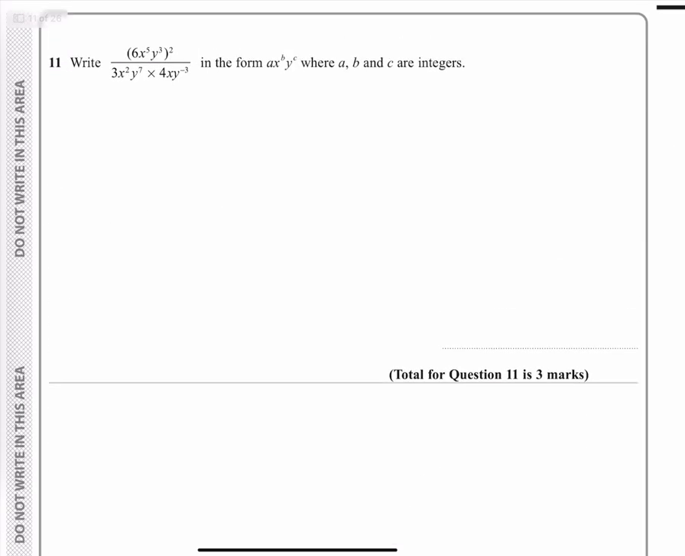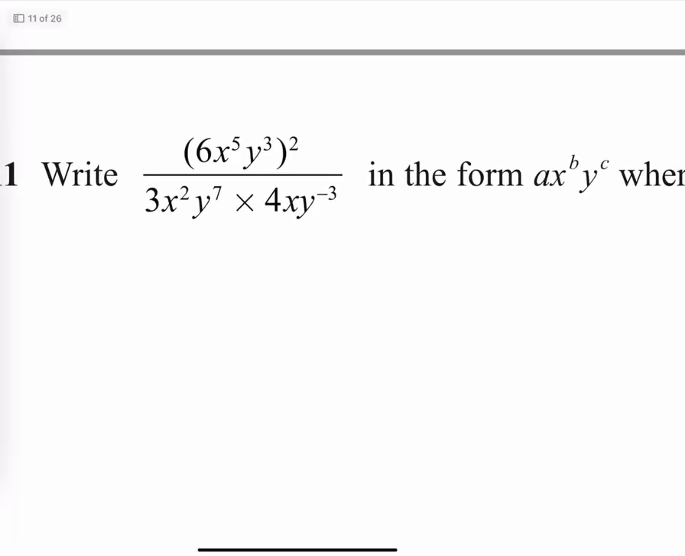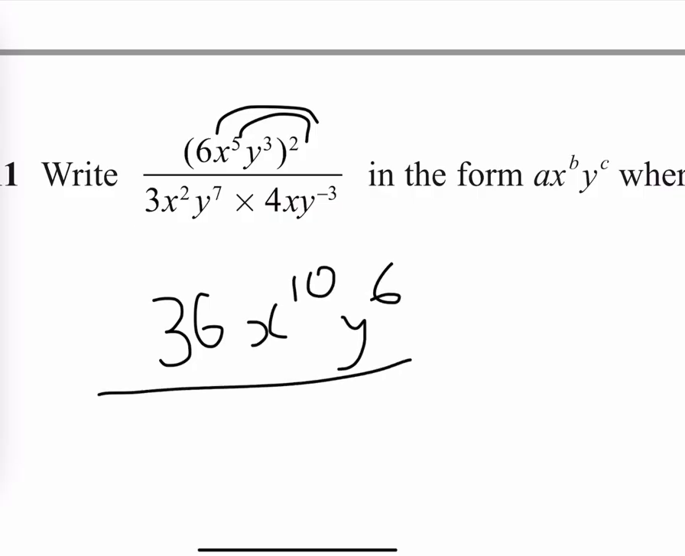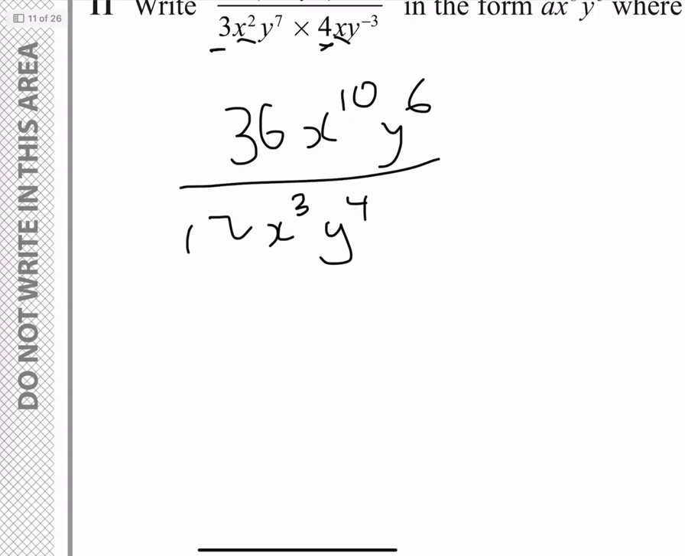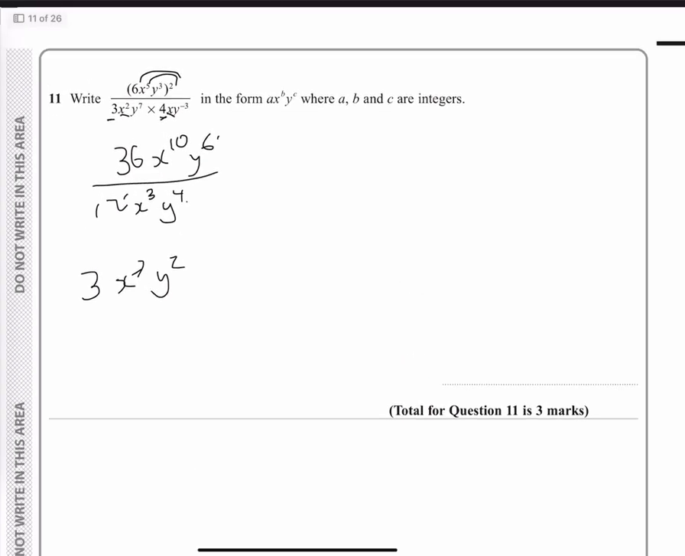Move on. Write this in the form. Okay, so that would be 36. Remember, this is outside, so we use it on each term. X to the 10, y to the 6, and then we just add stuff here. Obviously, not that, so we get 12 x cubed, y to the 4. And then we just divide each individual term. So we get 3, x to the 10 minus x to the 3, so that's x to the 7. And then 6 minus 4 is squared. So it's 3x to the 7, y squared.